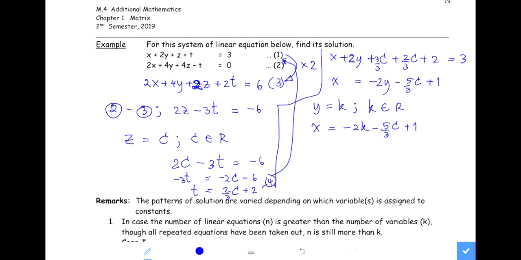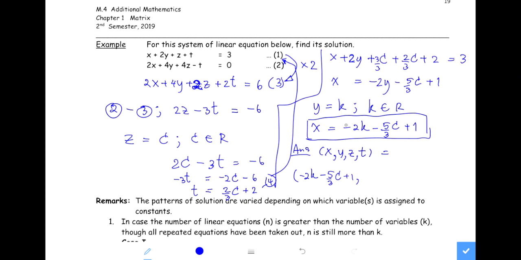Next, I'm going to give you the answers. I don't know what to call this one now. For 3 variables we call it an ordered triple, but how do we call it when we have 4 of them? I don't know, quadruple or something. So it will come out like this: x is equal to -2k minus 5/3 c plus 1, y is equal to k because I assumed it already, and z is equal to c, and then my t is 2/3 of c plus 2.